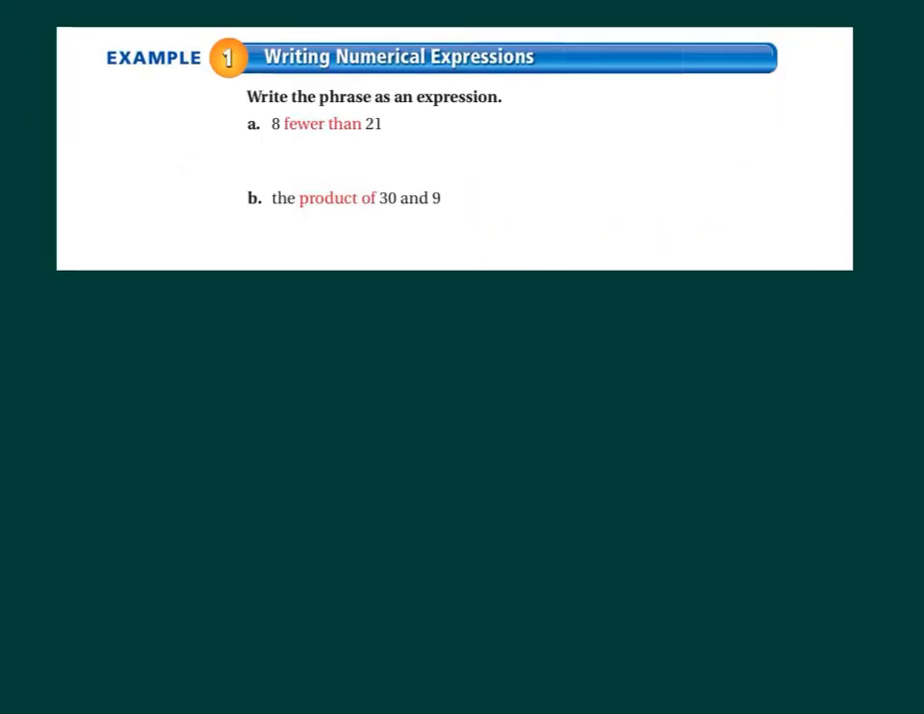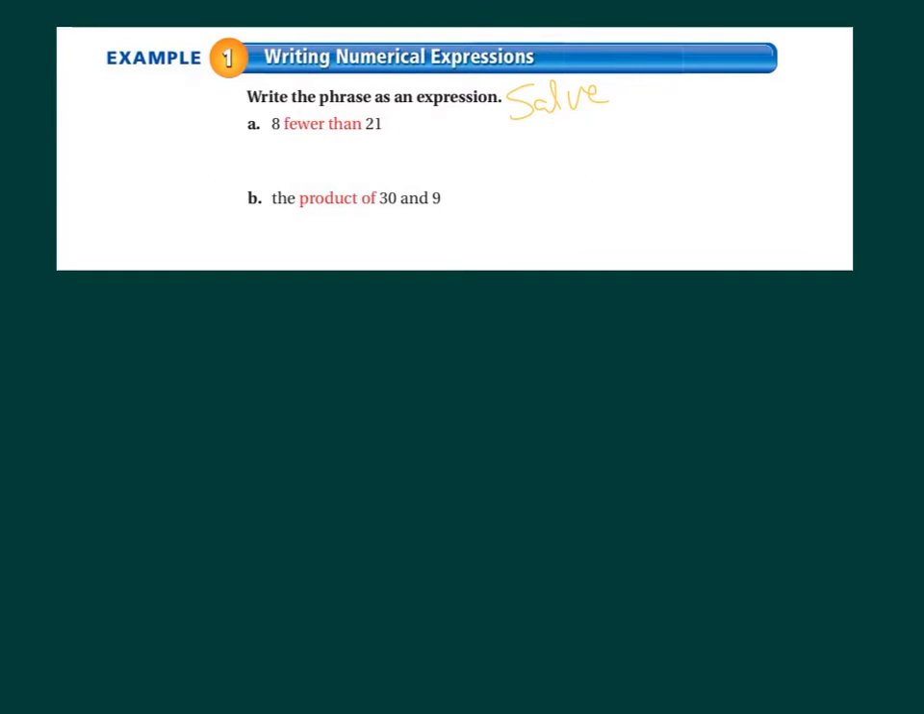Okay, so now that we have some words that we know are associated with certain operations, we want to go ahead and try and write some expressions. Again, there's nothing that we need to solve yet. All it says is to write an expression. If it does want us to solve later on, it will say solve in the problem. So make sure you just pay attention to the directions.